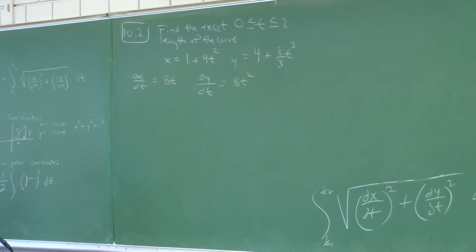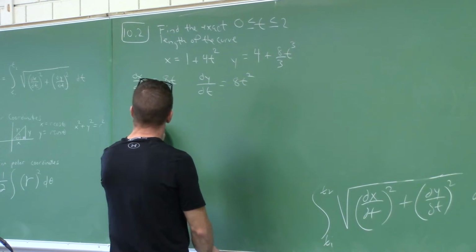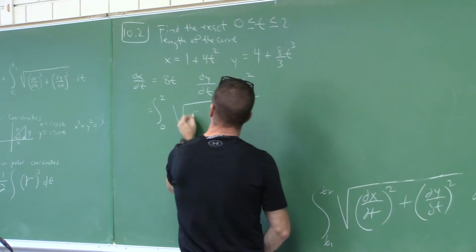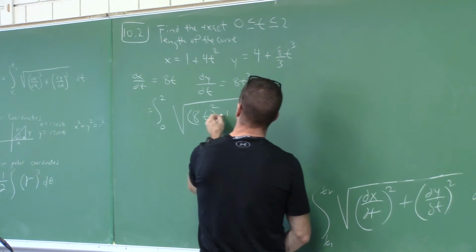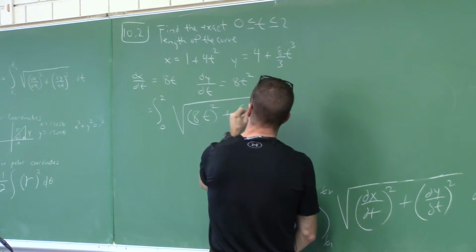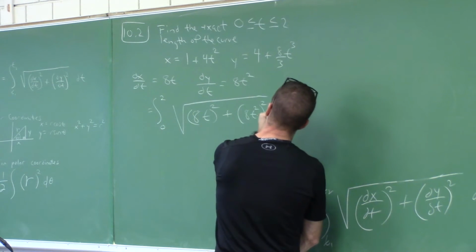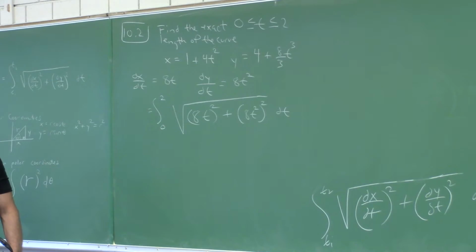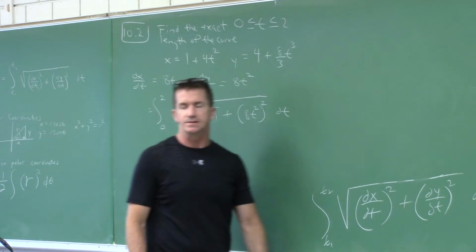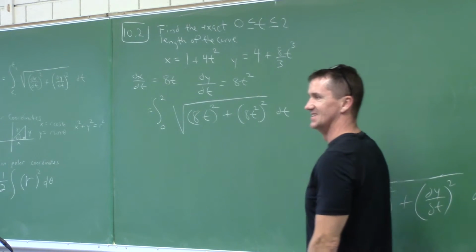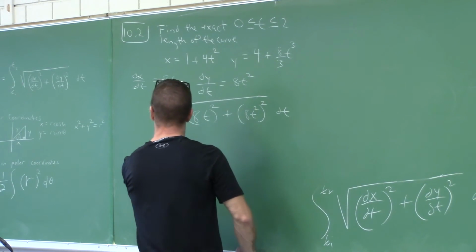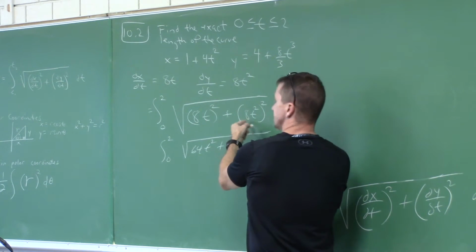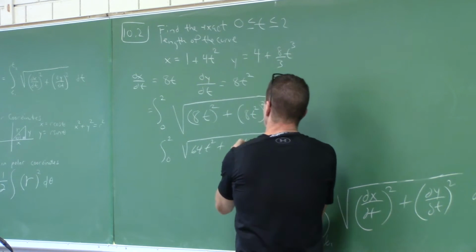Now let's jam it in the radical. Here we go, 0 to 2. And here comes the length of the curve. Square root of 8t squared plus 8t squared squared. What's 8t squared and what's 8t squared squared? 64t squared. This is 64, but now what? t to the fourth.